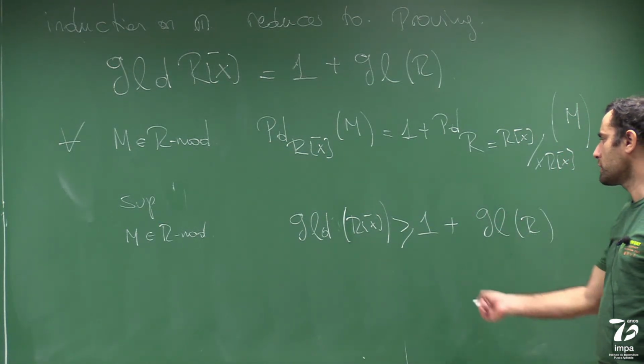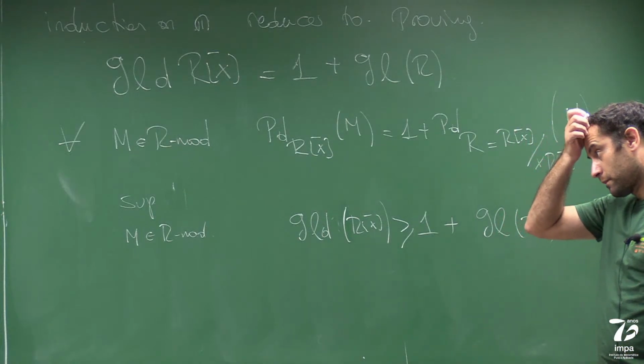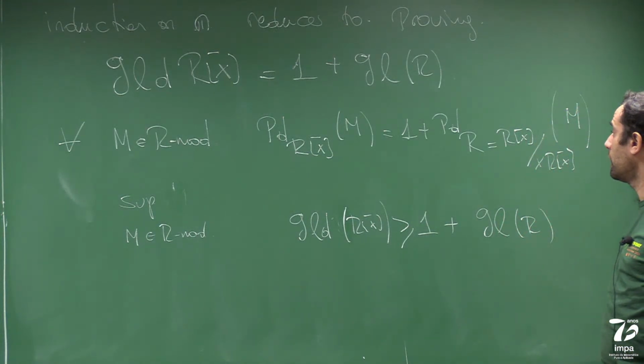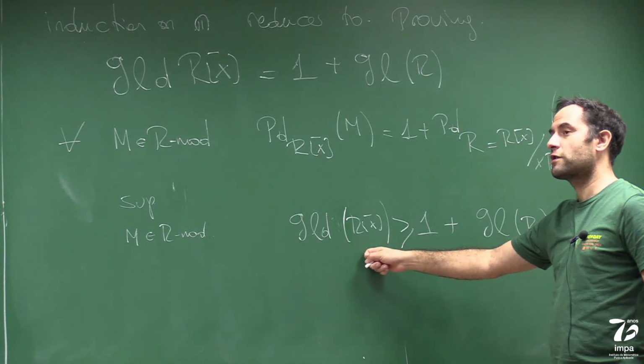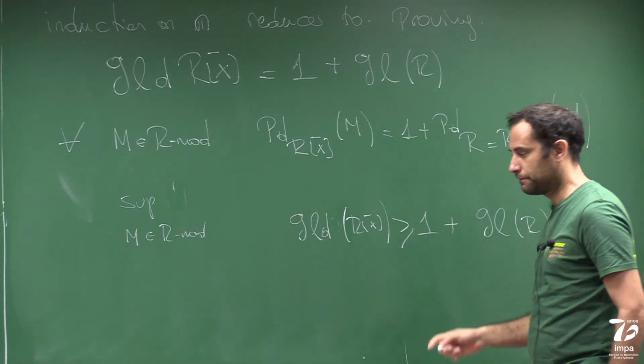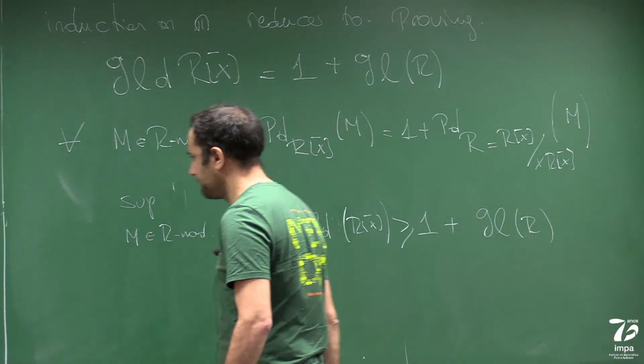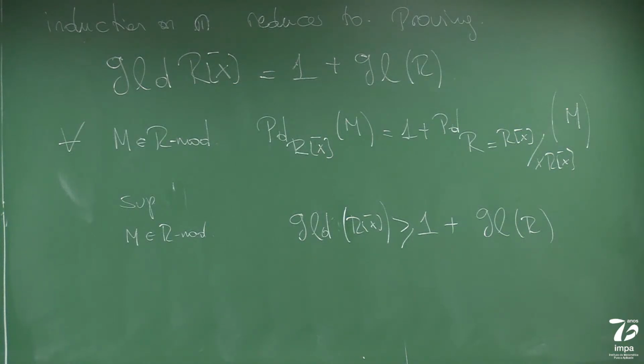Okay. So now I want to prove the converse. I want to prove that the global dimension of this guy is less or equal than this. Okay. So to prove that the global dimension is less or equal than something, I need to produce explicitly for every module, for any R[X] module, an explicit resolution of the corresponding length. Yeah, so I think I'll start here. I probably want to keep this too.